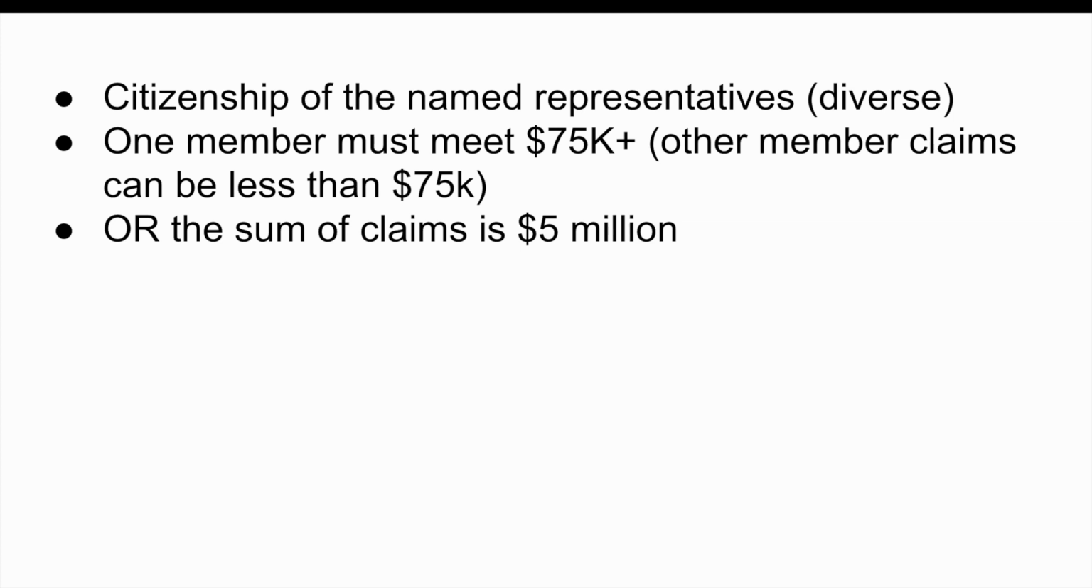La ciudadanía o el domicilio de los representantes debe ser diversa. Un miembro de la demanda debe tener una queja, un reclamo de arriba de $75,000. Si eso ocurre, entonces los otros reclamos de los otros miembros pueden ser menos de $75,000. O si la suma de todas las quejas es más de $5 millones, entonces califica.